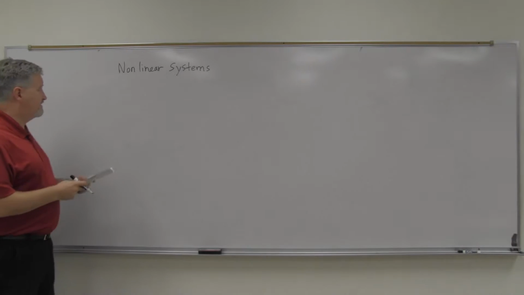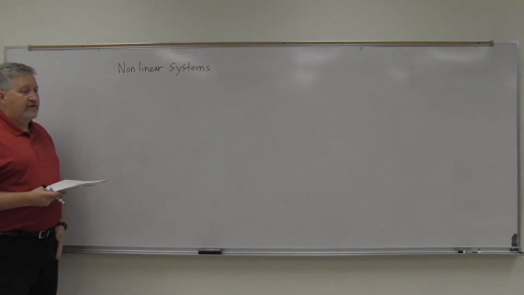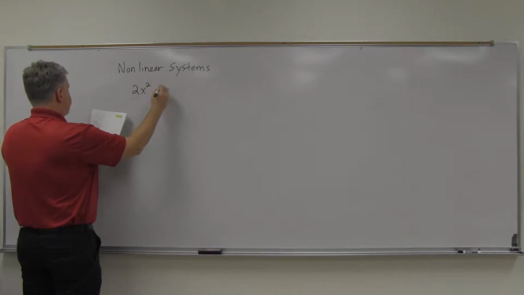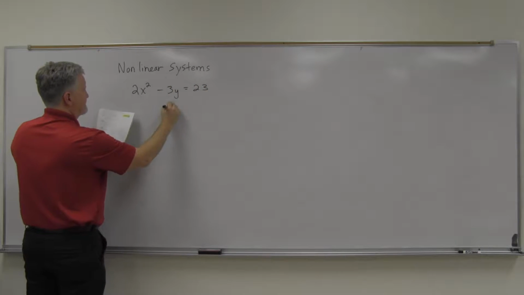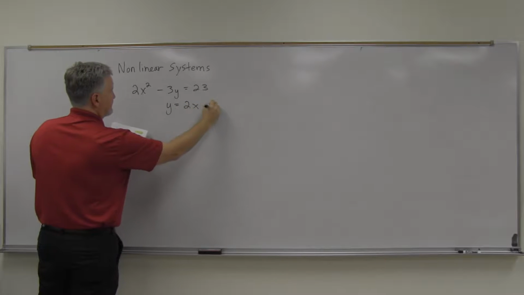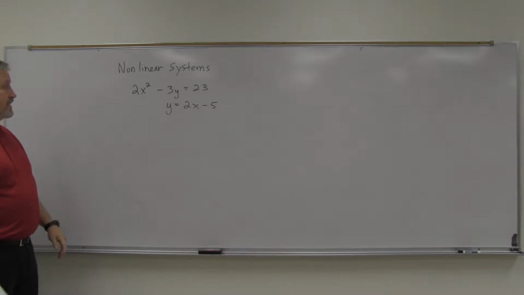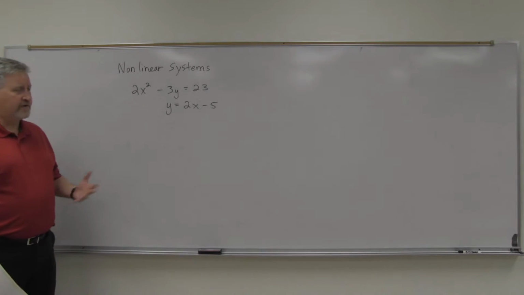Okay, so if I have a nonlinear system, a system where at least one of the equations is not a line, what do I do then? Well, the same two methods can apply here. So let's say we have this system, 2x squared minus 3y equals 23, and y equals 2x minus 5. And I want to solve that system.